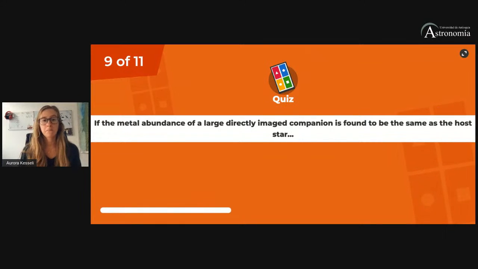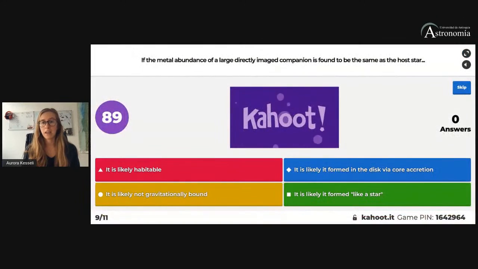Okay. If the metal abundance of a large directly imaged companion is found to be the same as the host star, what can we say? Can we say that it's likely to be habitable? Can we say that it's likely it formed in the disk of the star via core accretion? Is it likely that it's not gravitationally bound and not actually a companion? Or is it likely to form like a star or like a binary?